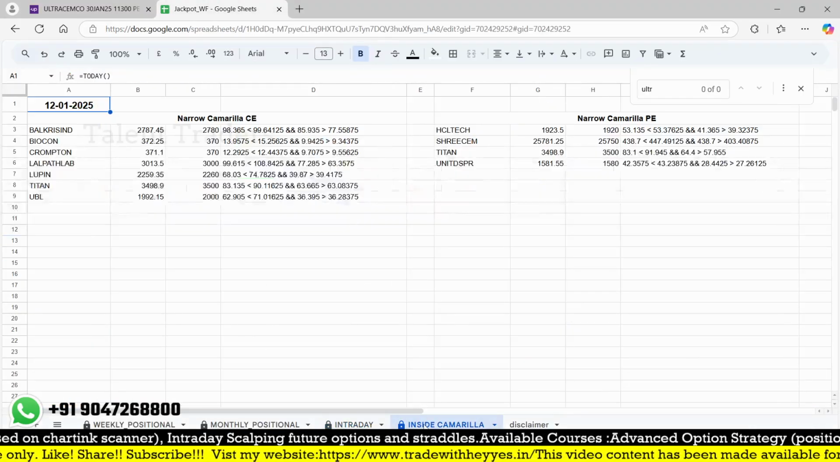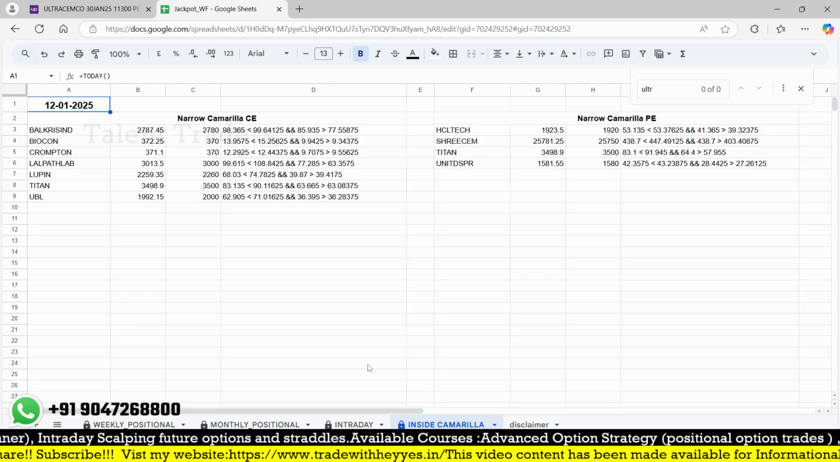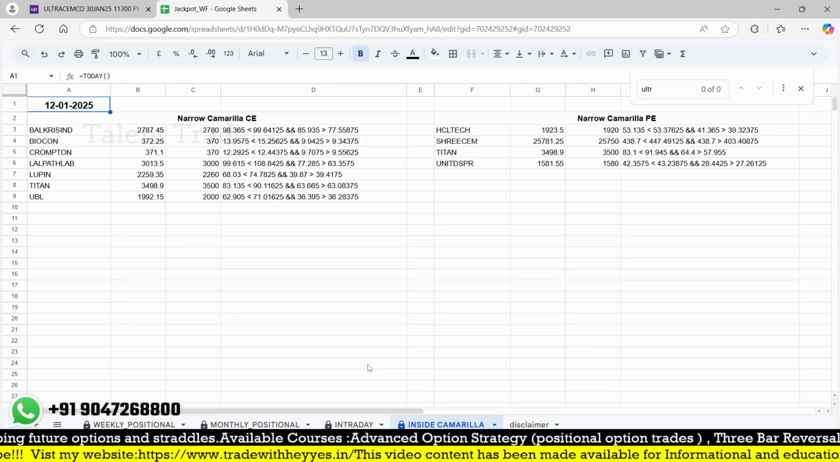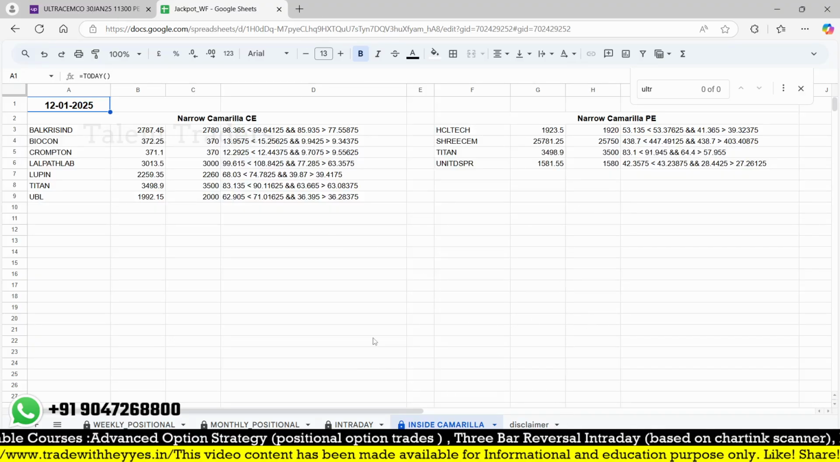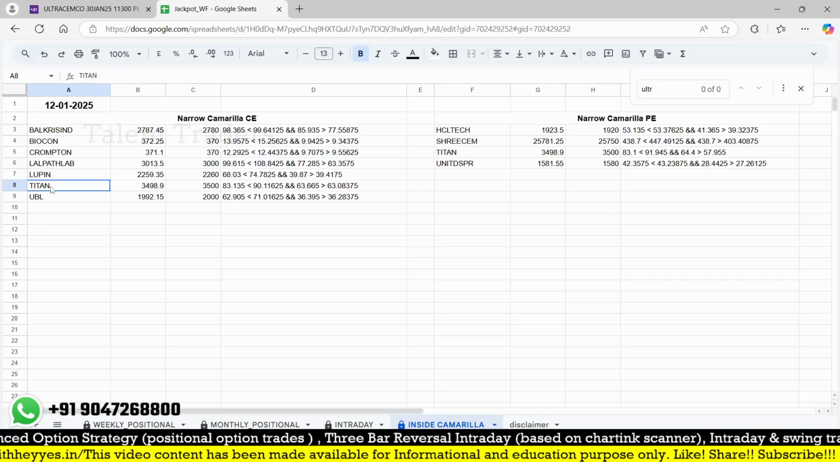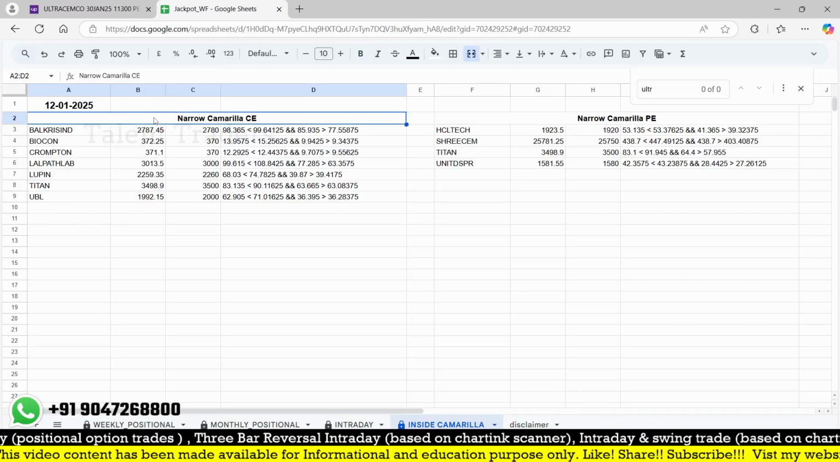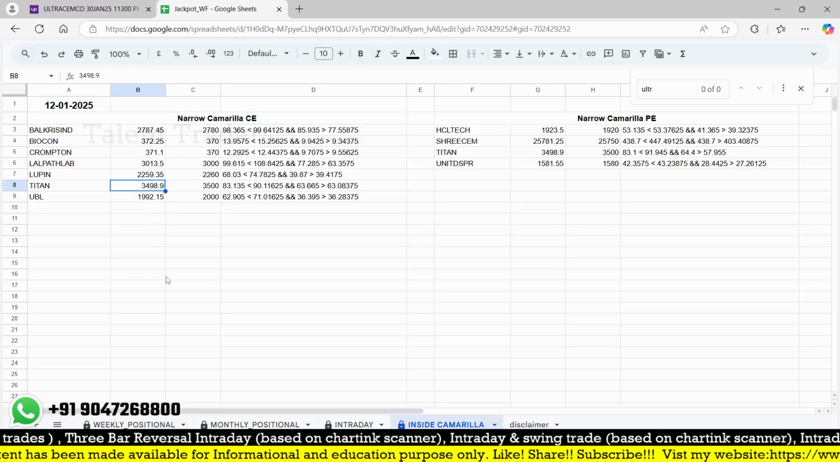And one more thing, inside Camarilla. So what is an inside Camarilla? One day prior, we have to find out which stocks are forming an inside level. So simply, in the case of Titan, this is yesterday's closing price.